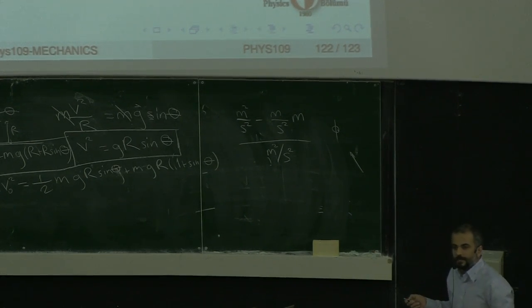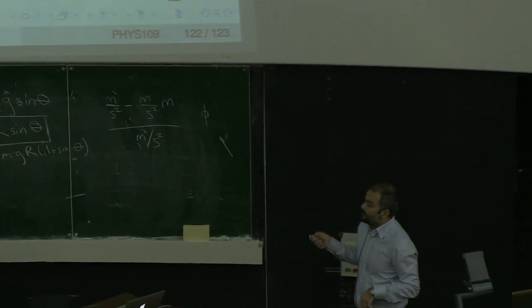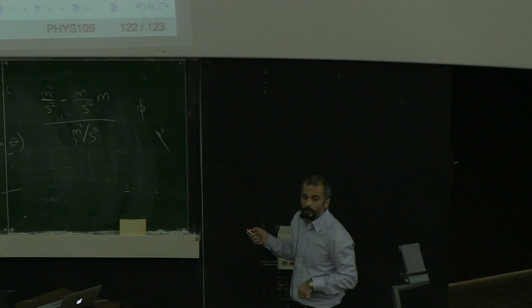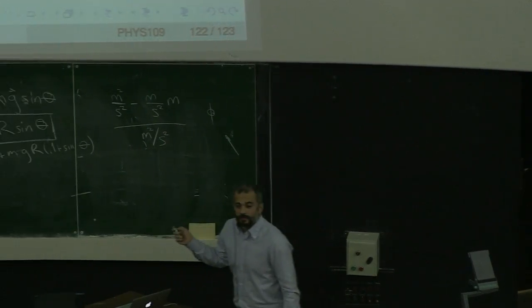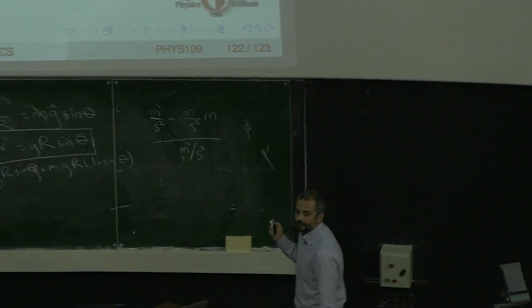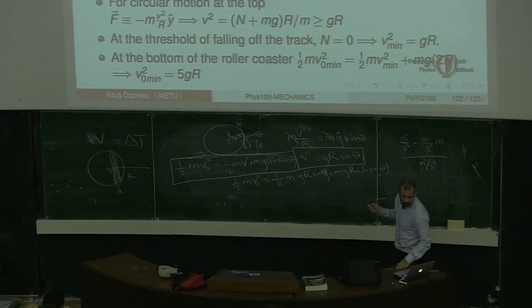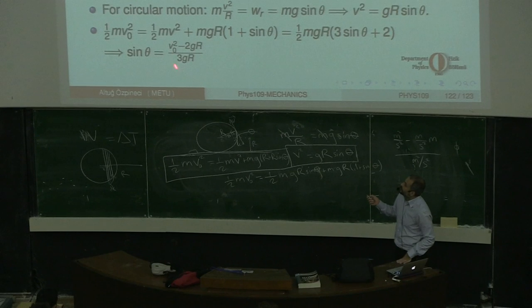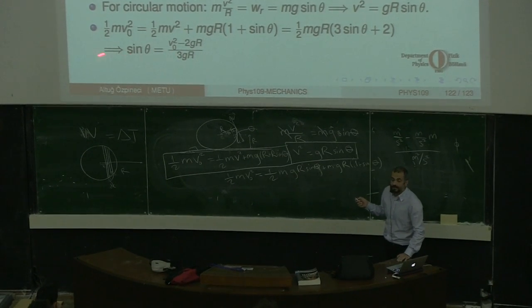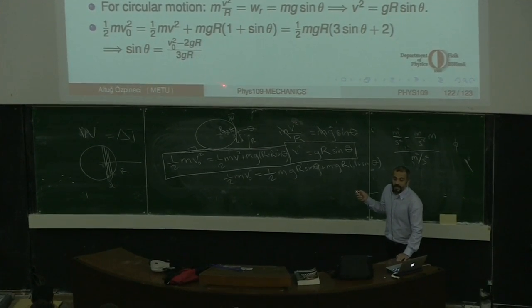Okay, so we know that sine of any angle takes values between minus 1 and 1. So what if v0 is very large? Doesn't it go above 1? So what does it mean? Well, what is the value that makes sine theta equal to 1? 5gr. When v0 squared is 5gr, sine theta is 1. We had already found that the minimum value for it to go around is 5gr. So from the beginning, we are assuming that v0 squared is smaller than 5gr, so sine theta is always less than or equal to 1. Or if you had found this relation, if v0 squared is larger than 5gr, this equation doesn't have any solution.